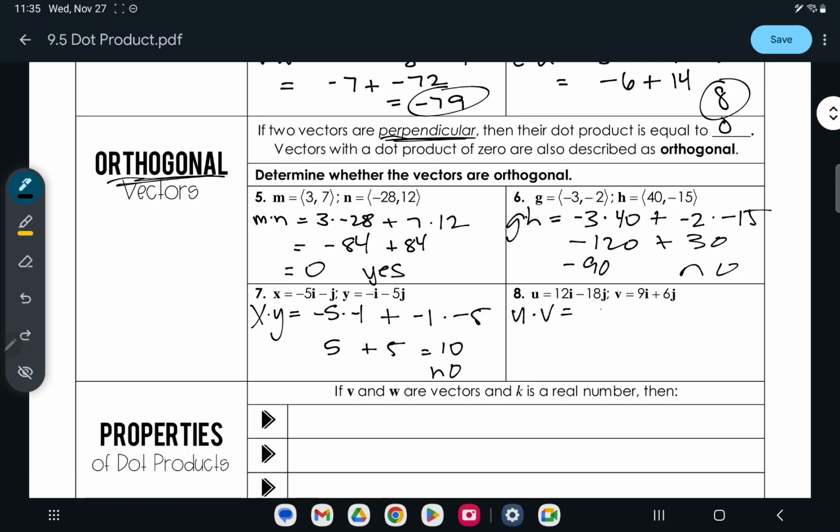U times V is 12 times 9 plus negative 18 times 6. 12 times 9 is 108. And 18 times 6 is also 108, which does give me 0. So yes, these are orthogonal.